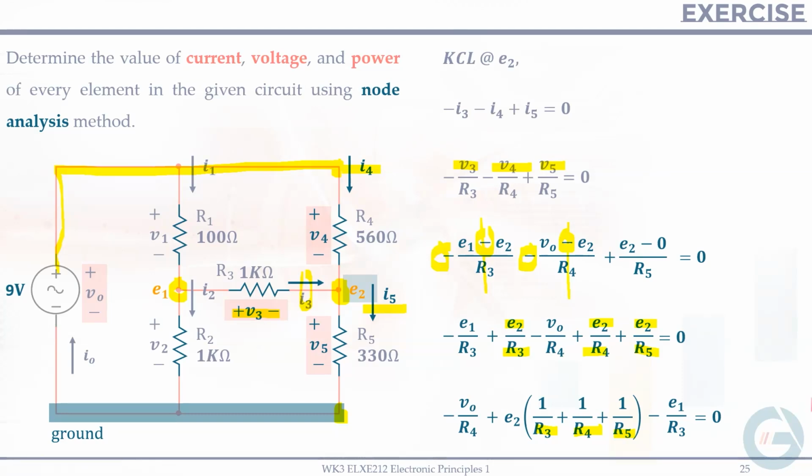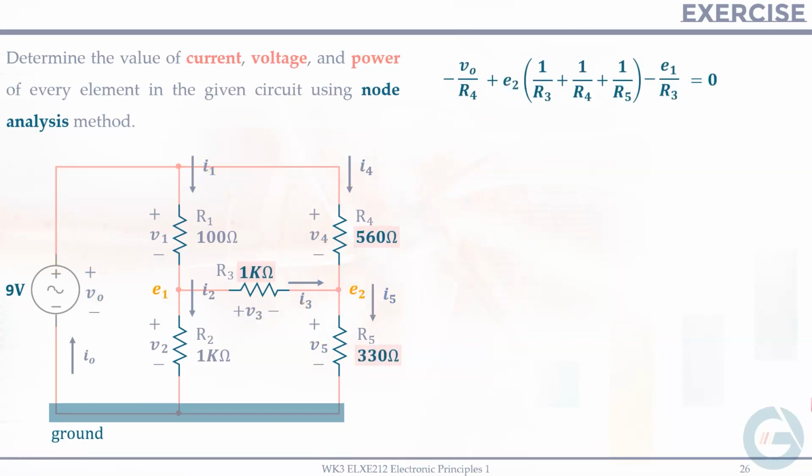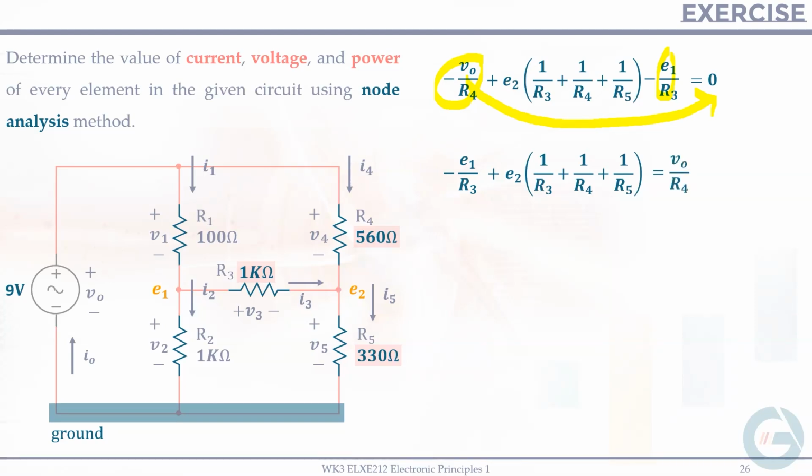Next, let's substitute the values of resistances, and of course the same process. Let's move this to the right side. To have the same format as our equation 1, let's have E1 first, negative E1 over R3, then the E2, and of course positive VO over R4. So let's substitute now the values. R3 is 1K, R4 is 560, R5 is 330.